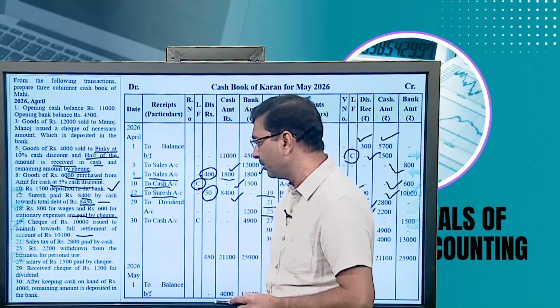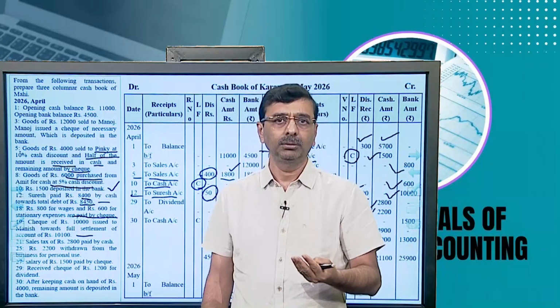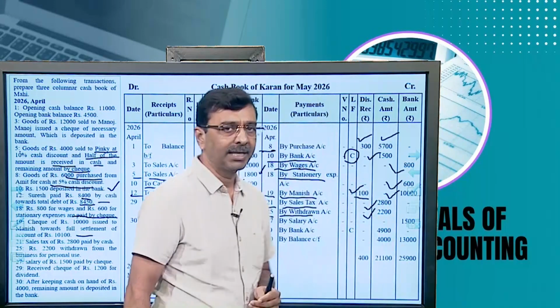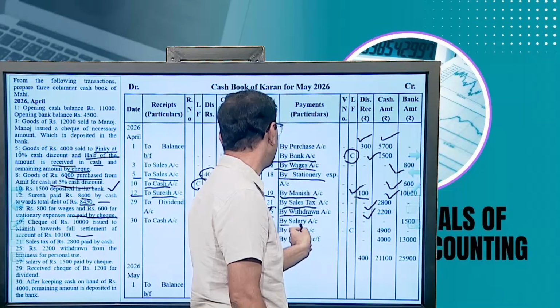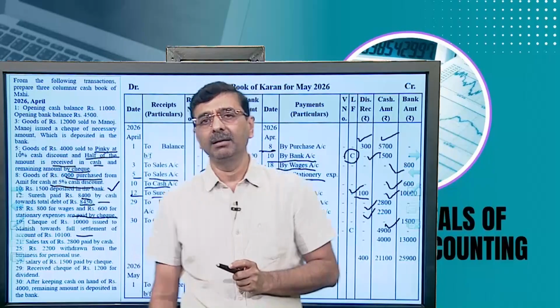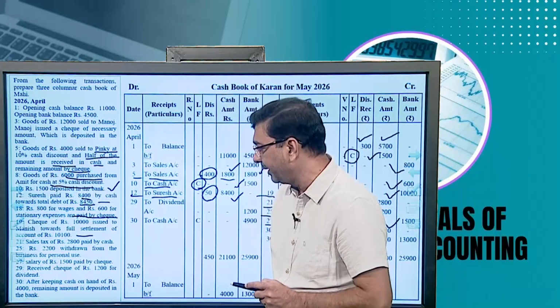Next is salary of rupees 1,500 paid by check. Again we paid a salary by check. So bank is a giver, salary is an expense. So salary expense account is debited and bank account credited, 27, by salary, and it will be written in the bank column 1,500 rupees paid through check. Next is received check of rupees 1,200 for dividend.